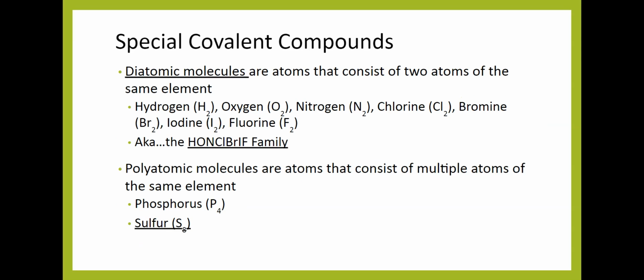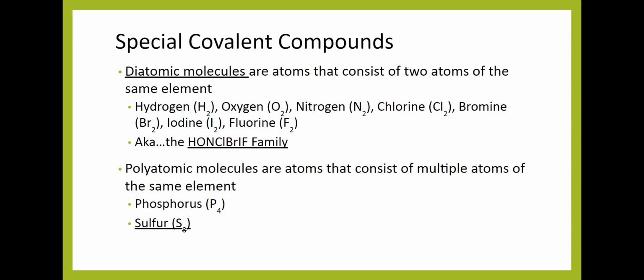Okay, so we have diatomic and polyatomic molecules. Well, if we think about the word diatomic, di meaning two, atom, referring to the atomic. So these are two atom molecules. And what makes these special is these two atoms are of the same element. And they contain the elements hydrogen, oxygen, nitrogen, chlorine, bromine, iodine, and fluorine. These elements, unless they're bonded with something else, a different element, will always pair up with a twin.